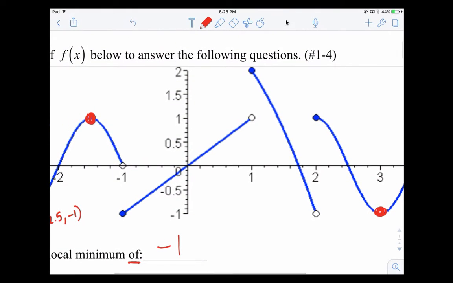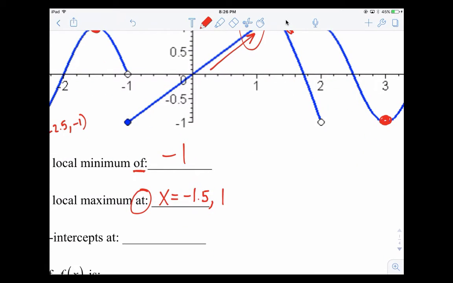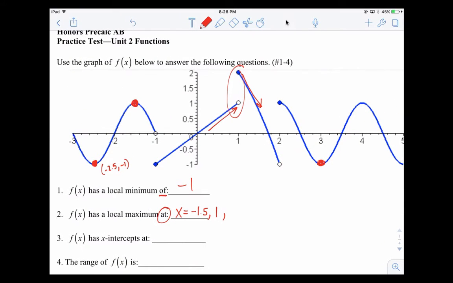As I move to the right, I see that this point here is increasing to the left of the point, but it's decreasing to the right of it. So this point right here would be considered a local max. It changes from increasing to decreasing. The x value there would be +1, so that's another local max. Now the other one that I see would be here at x equals 4. Local maxes again go from increasing to decreasing.